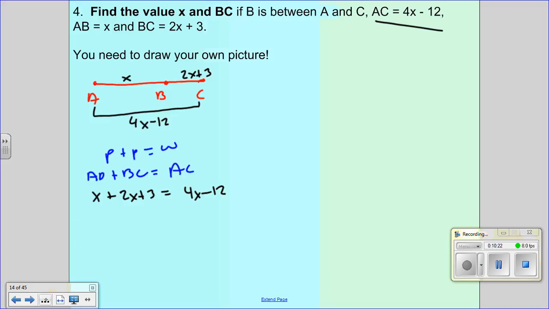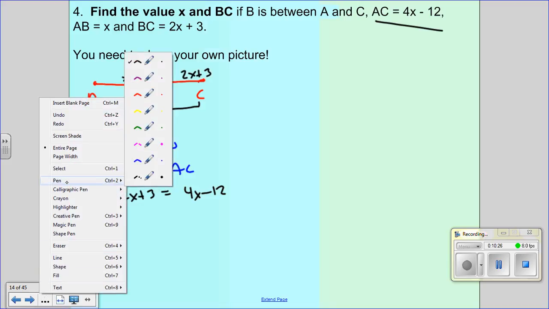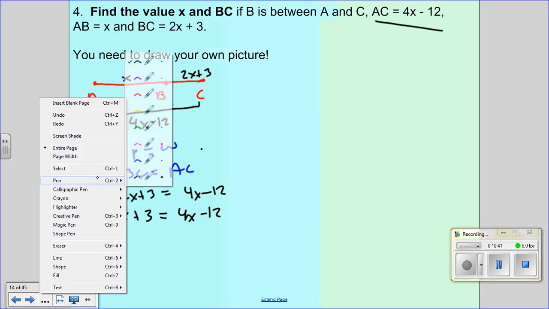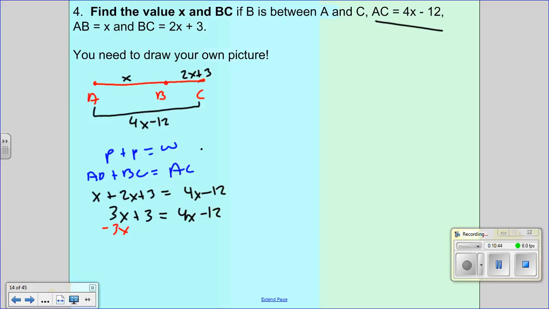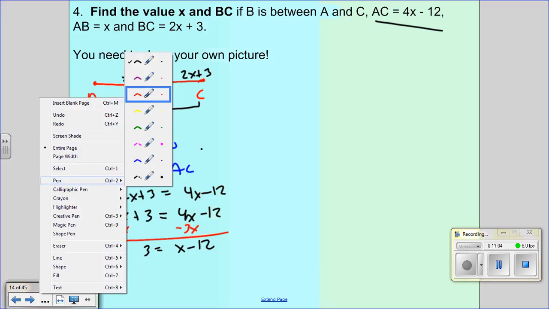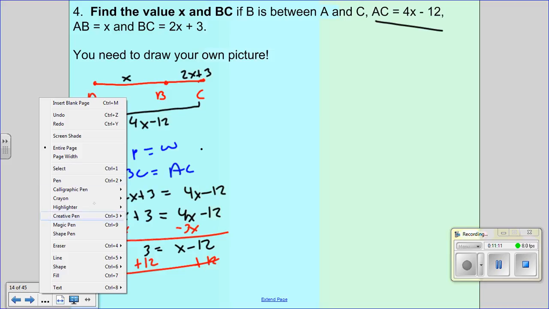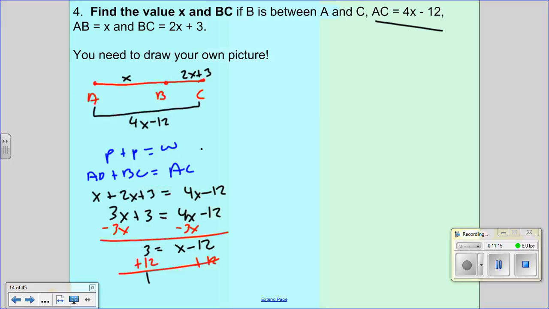So now solve the algebraic equation for x. Combine your like terms first. X plus 2x gives you 3x. Then subtract 3x from both sides. So that will give you 3 equals x minus 12. Then add 12 to each side, which would give you 15 is equal to x.